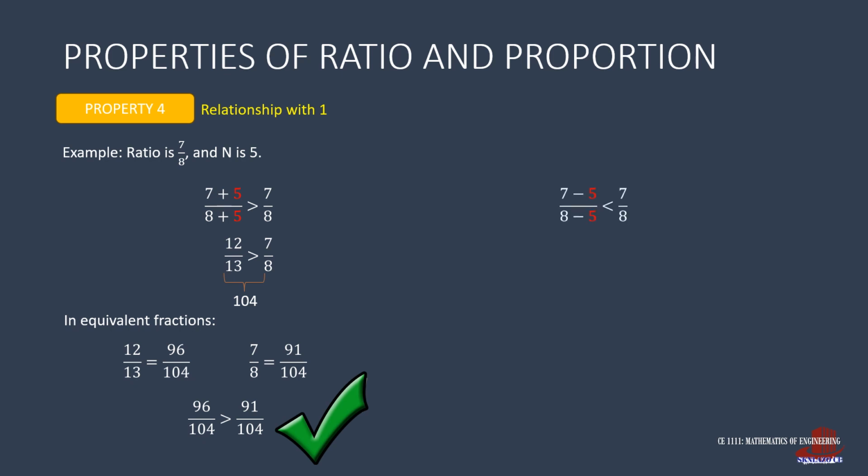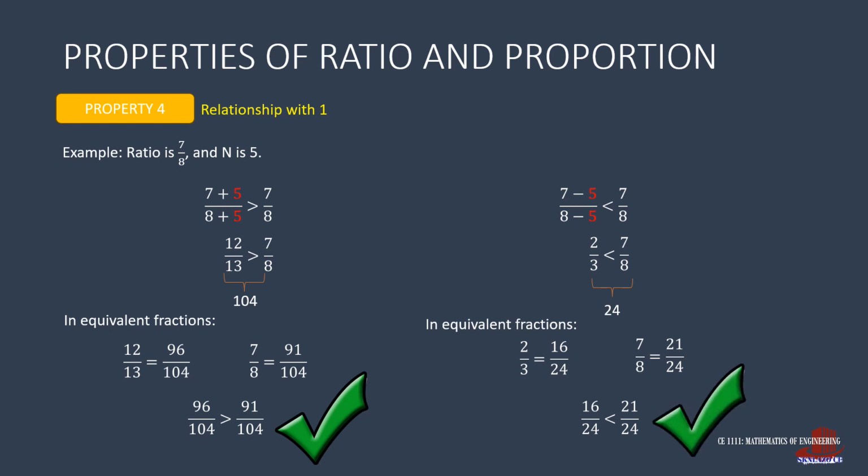The last case is subtracting n, so the resulting ratio becomes 2/3, which we need to compare with 7/8. Again, their LCD is 24, and they can be converted into 16 over 24 for 2/3 and 21 over 24 for 7/8. 16 over 24 is truly less than 21 over 24.